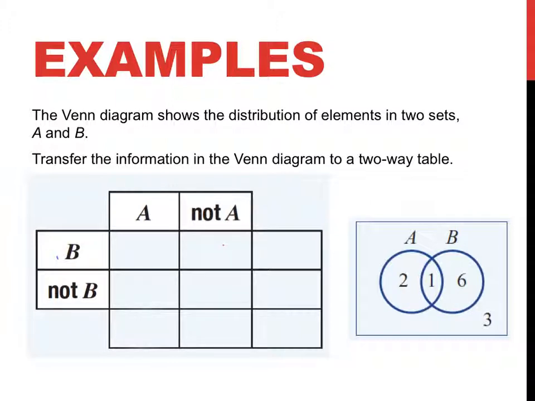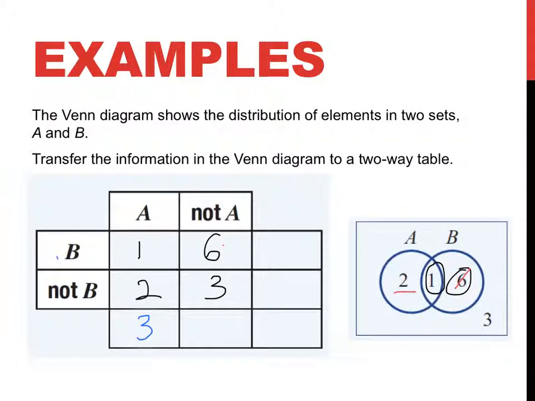Let's see if we can get some answers in there. How many people selected B and A? Well, that's the middle one there, so that's 1. How many people selected B but not A? B but not A is 6, okay? How many people selected not B but A? So not B but A, that's 2. And how many people selected not A and not B? Well, that's 3.